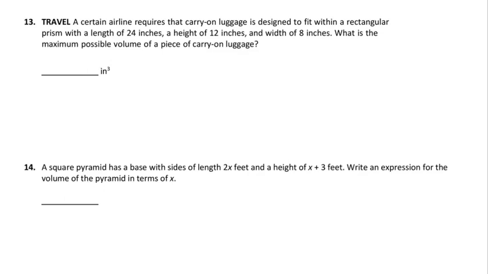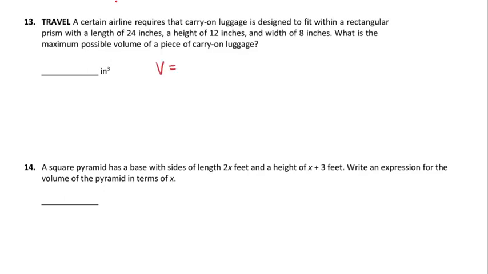Number 12 has been eliminated. So number 13, a certain airline requires that carry-on luggage is designed to fit within a rectangular prism with a length of 24, height of 12, and width of 8. What is the maximum possible volume of a piece of carry-on luggage?